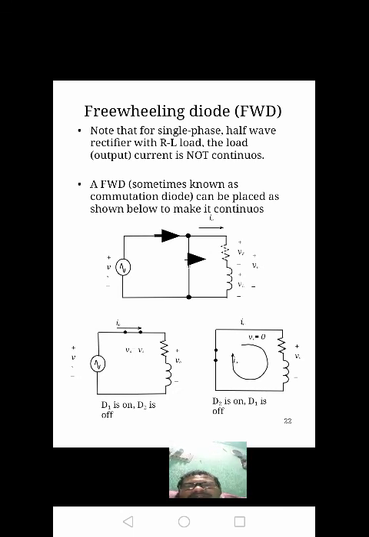When D1 is on, D2 is off; when D2 is on, D1 is off. The two diagrams here we are observing. When diode 1 is on, it means source to load current flow takes place. In the diode off condition, the stored inductor current should discharge through the freewheeling diode. Here we are observing the two circuit diagrams.